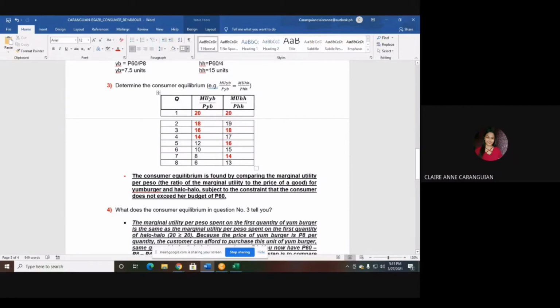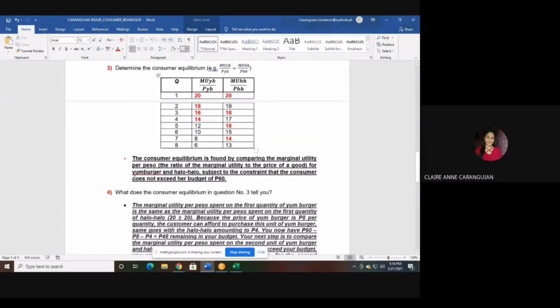So, the consumer equilibrium is found by comparing the marginal utility per peso, which is peso naman yung money natin, the ratio of marginal utility to the price of a good, for Yum Burger and halo-halo, subject to the constraint that the consumer does not exceed her budget of 60 pesos. So, kailangan hindi mag-exceed ng 60 pesos yung gastos ni consumer.